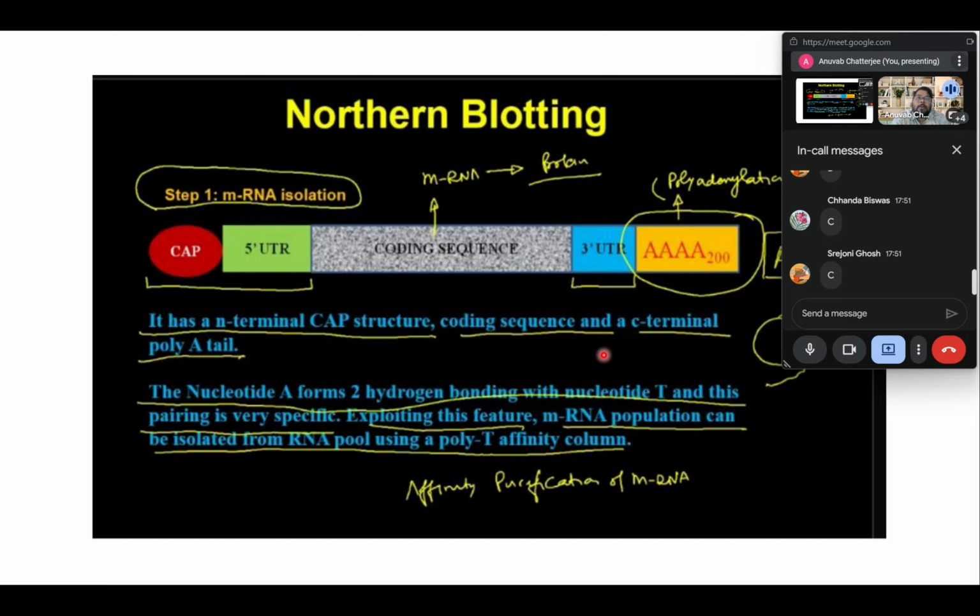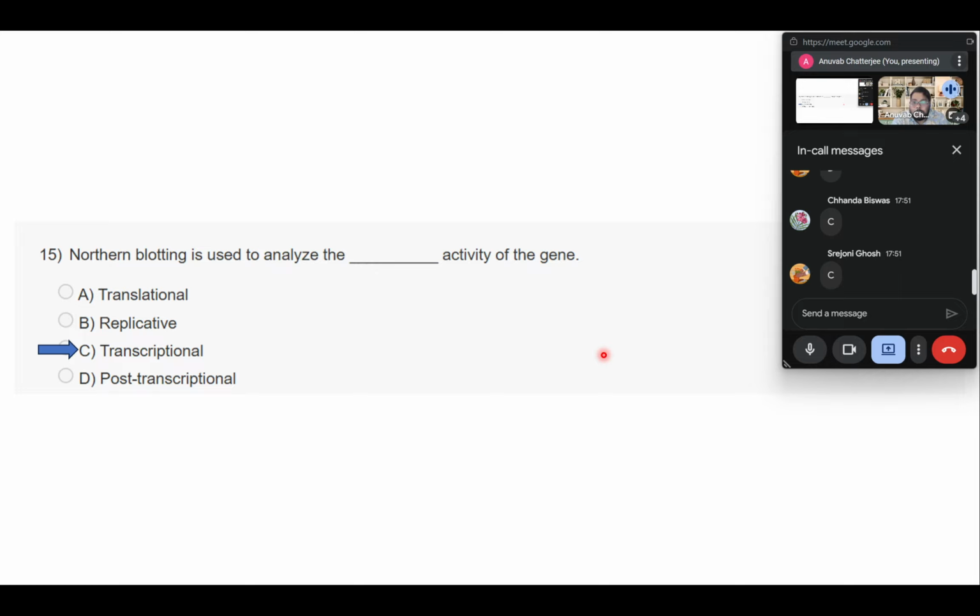So to find out if your particular mRNA is being expressed, which you do with a Northern blot, you're essentially figuring out the transcriptional nature of the cell. So the transcriptional output of the cell, or the transcriptional activity of the cell as well as the gene that you are investigating, is investigated using Northern blotting.